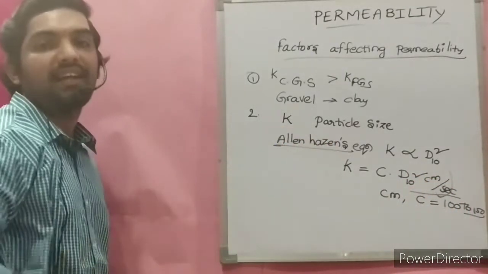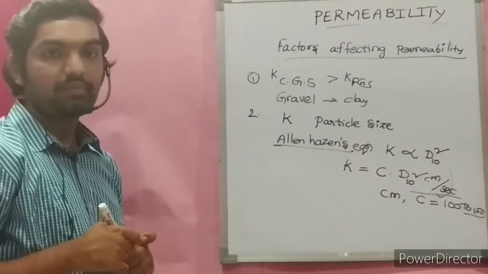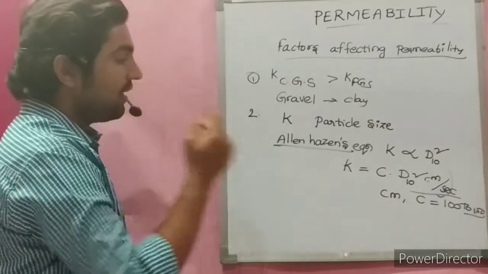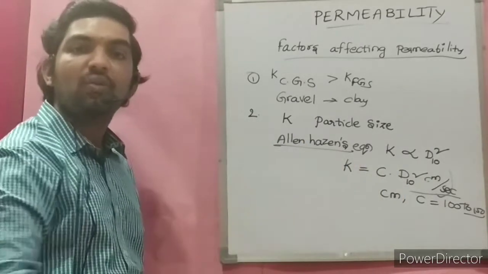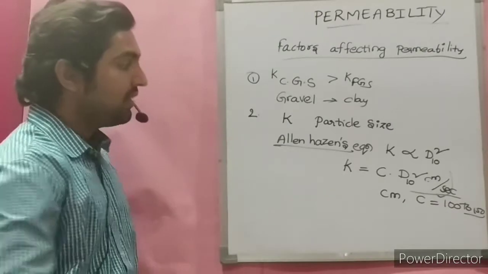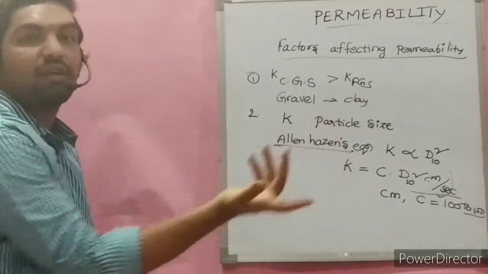Centimeter per second, since K has the same unit as that of velocity. K has the same unit as that of velocity. This itself was an important objective question that was asked many times in GATE and IES examinations. K is equal to some constant into D10 square. You can expect one question.